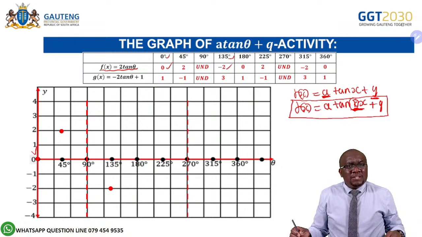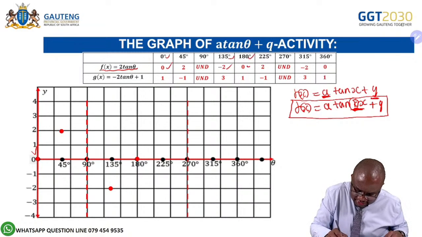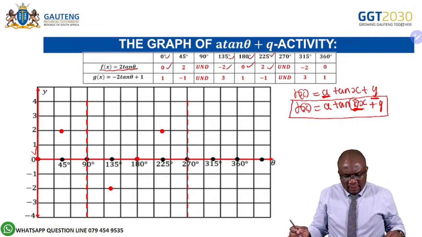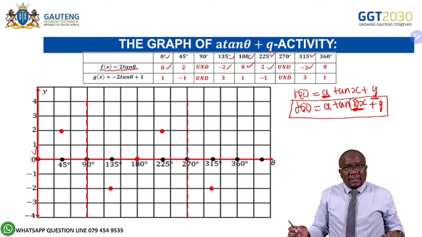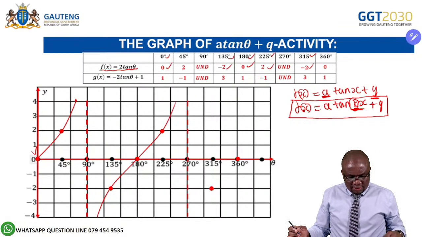135, negative 2. Oh, it has changed. You see that? It was 135, negative 1. Now it's 135, negative 2. And then 180, 0 is there. And then 225, 2 again. Right. And then 270, that's the asymptote. 315, negative 2. Do you see that? Okay. And then we can sketch our graph like that. We can sketch our graph for 2 tan theta. Do you see that?